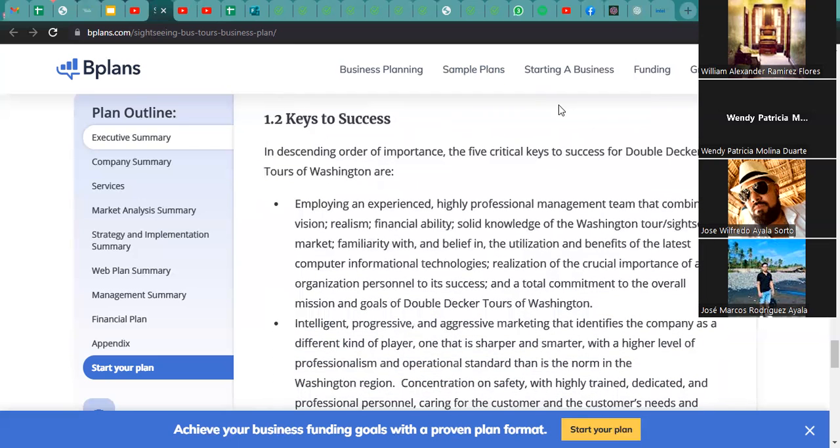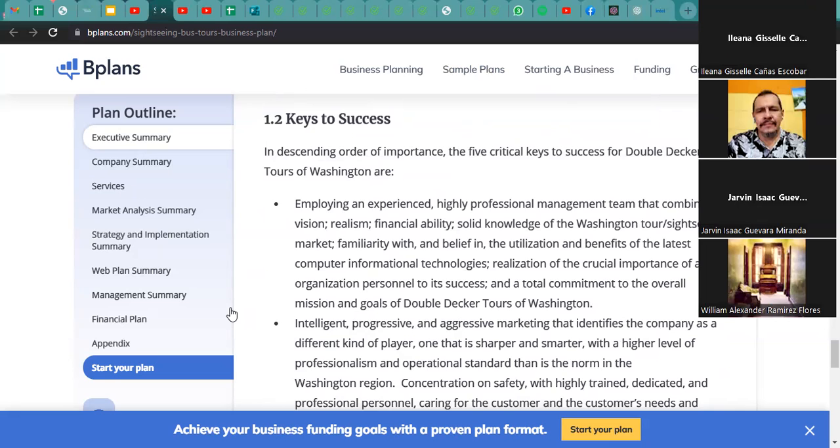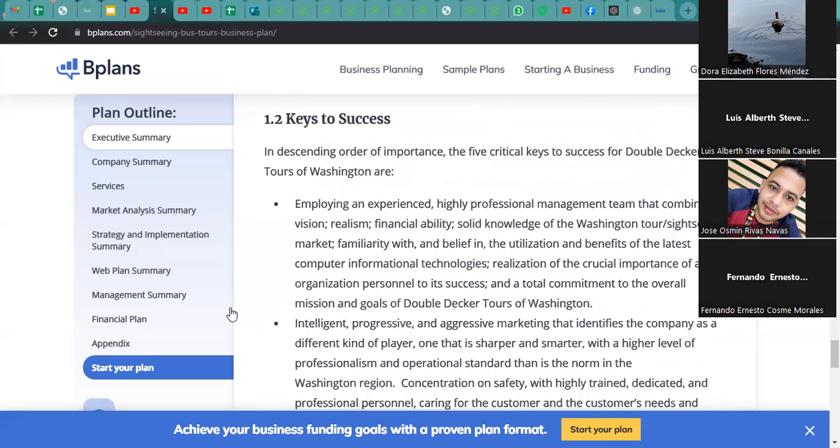Key to success. Let's see who hasn't read. I guess everybody has read by now. Let's see.